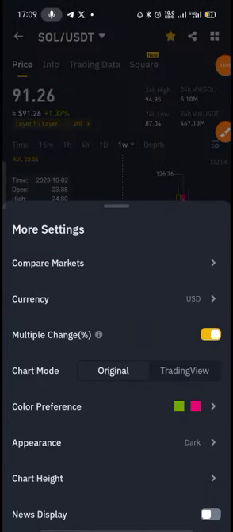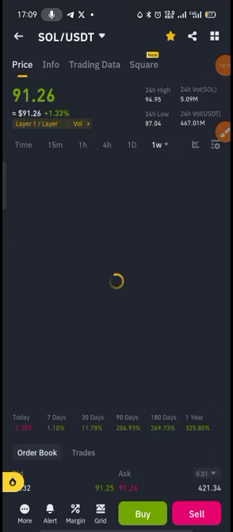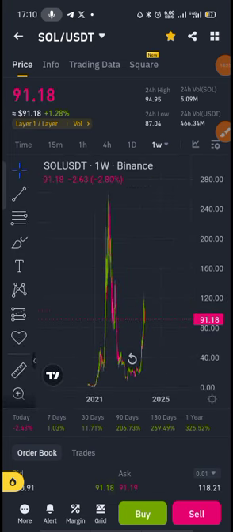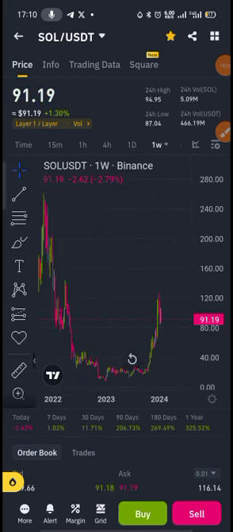That's because it's not on. Now we have two types of charts here. We have the original and we have the TradingView. This TradingView is a more complex chart than the normal chart you are using. Are you seeing the chart now? It's more complex. It incorporates TradingView.